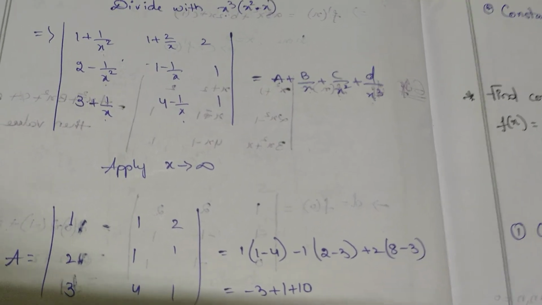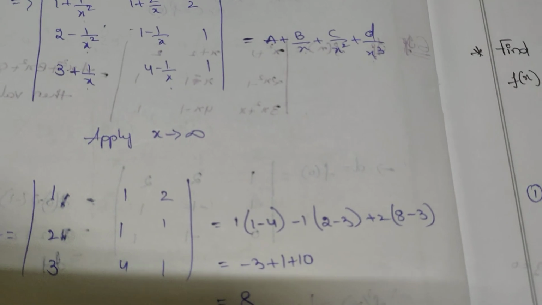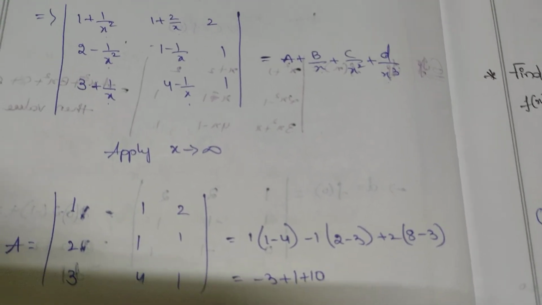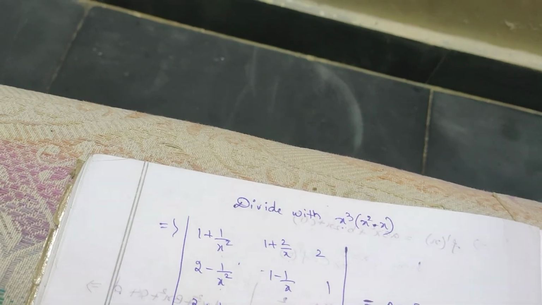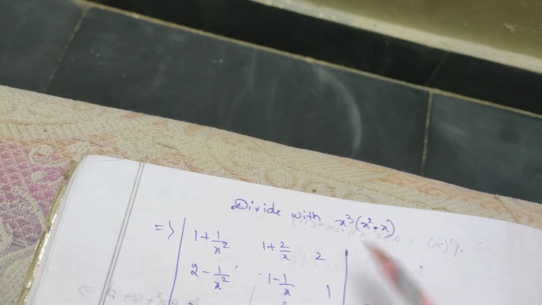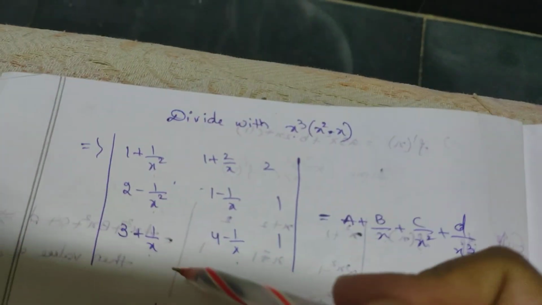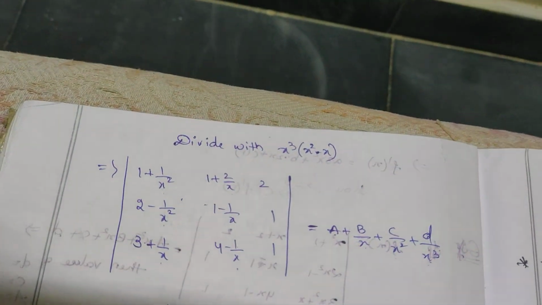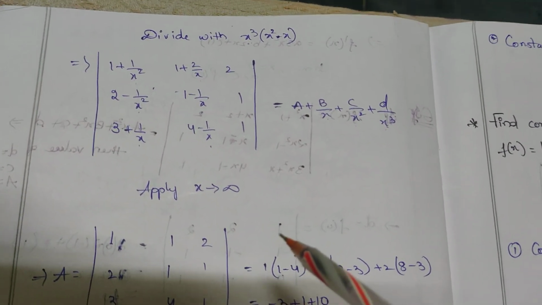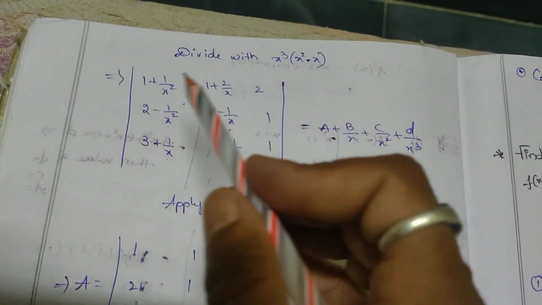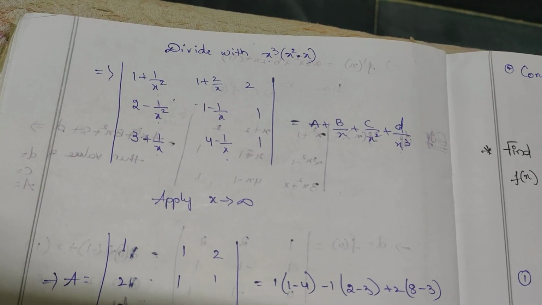Did you understand? To find the highest degree coefficient, first divide the entire equation with x cube, and just use common sense when dividing the determinant. Segregate the x cube, write it as a product according to the given columns or rows. After division, take x tends to infinite. As x tends to infinite, anything by x becomes 0 only.